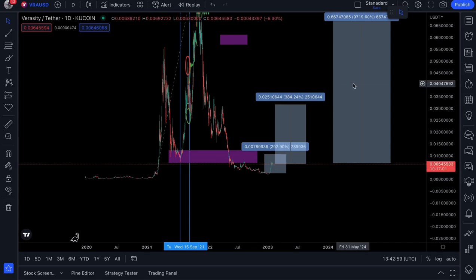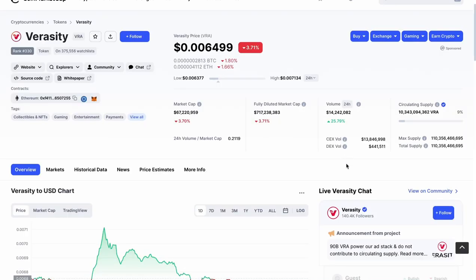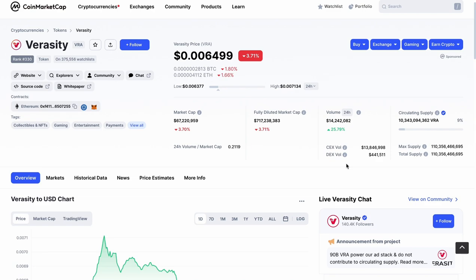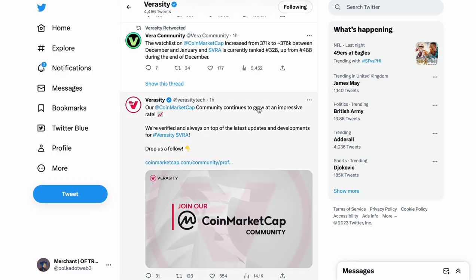So of course, I'm going to start off with the percentage gain for the day. So far, Verasity is down 3.7% for the day. Again, guys, this shouldn't be shocking. The overall market is just having a brief pullback at the moment. The market cap is $67 million, so the market cap is still extremely small, guys. The market cap rank on coinmarketcap.com is 330, and this is where things get exciting, guys, before I talk about Feb.